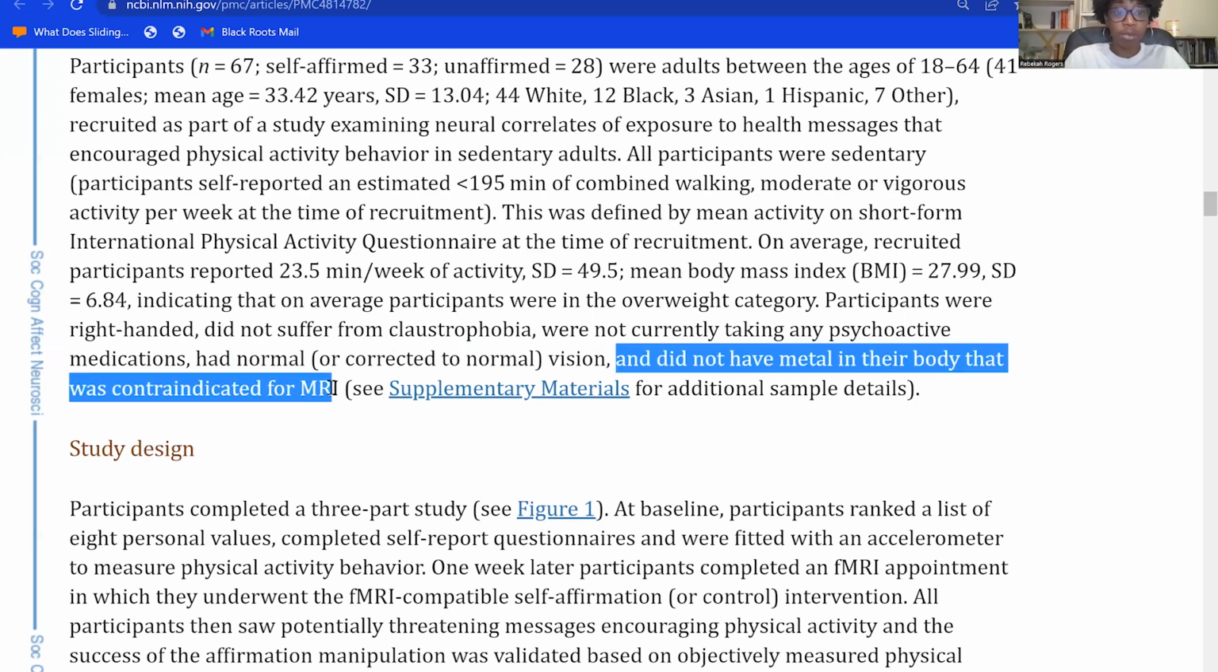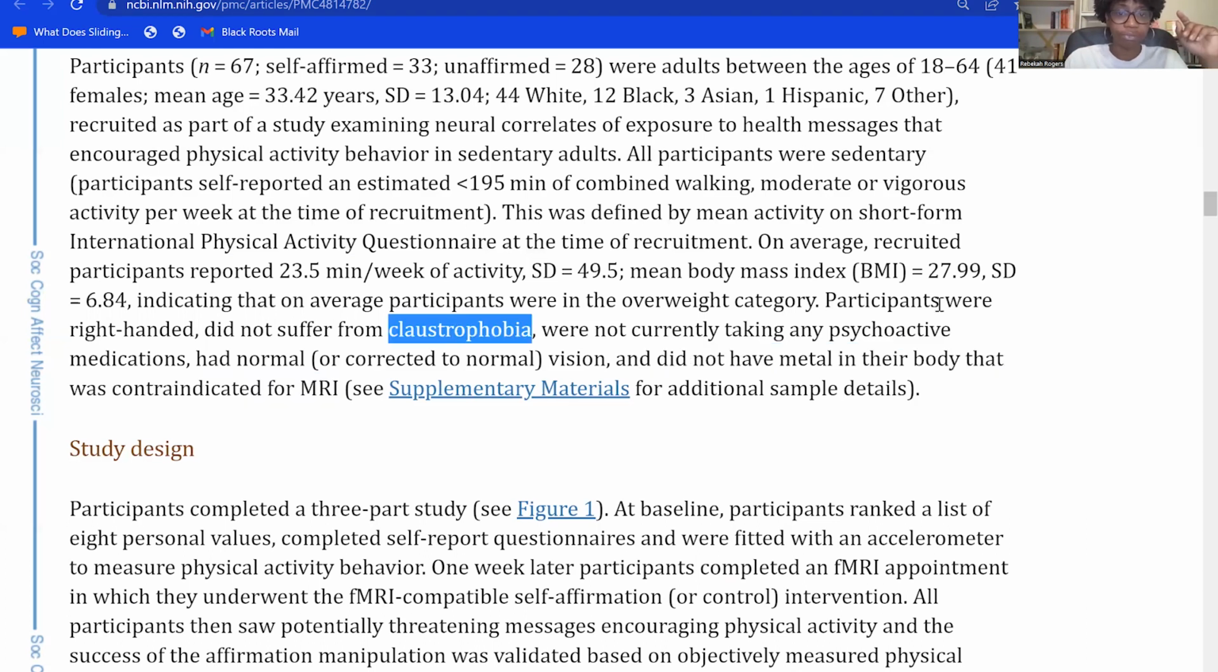Did not have metal in their bodies, contributed for an MRI. Good idea on that one. You don't want somebody who has metal to get in a huge machine for magnetic resonance, where it's literally a huge magnet. It's not going to go well. So yes, you have to make sure that people can actually undergo an MRI, going back to also the claustrophobia situation.